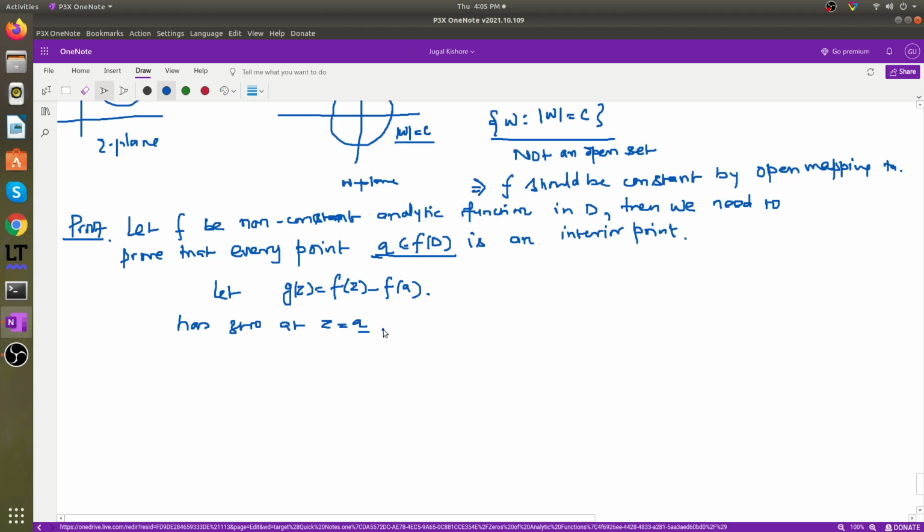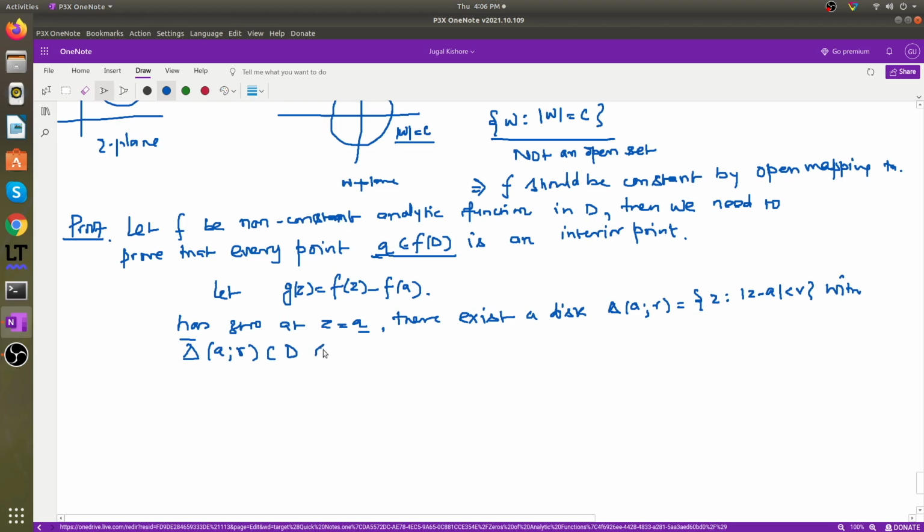Therefore we say that there exists a disk delta of a, r, that is a disk at center a of radius r, with the property that its closure, that is delta bar a of r, is contained in D.